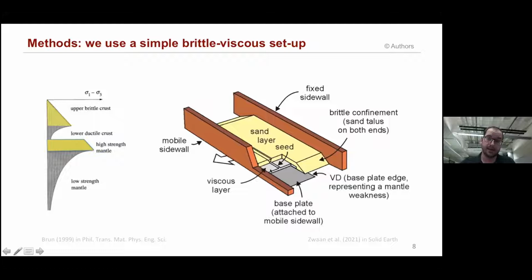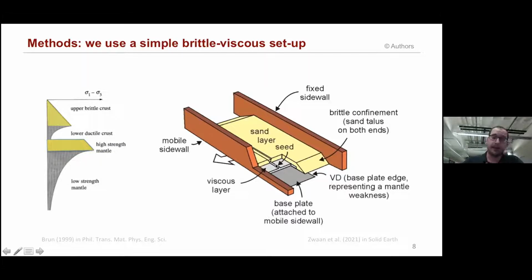And then the viscous layer representing the lower crust, and the sand layer on top, which is reacting brittly, creating brittle structures, like you can see here, it's a little rift. This is then deforming. So this VD is a mantle fracture or a mantle weakness, and we have these crustal layers on top.